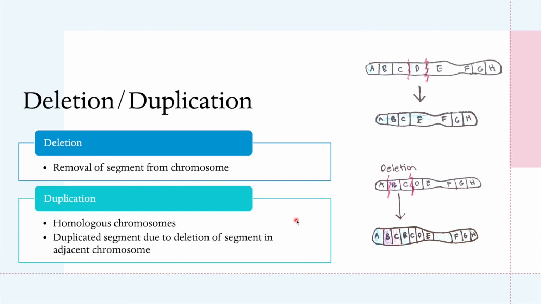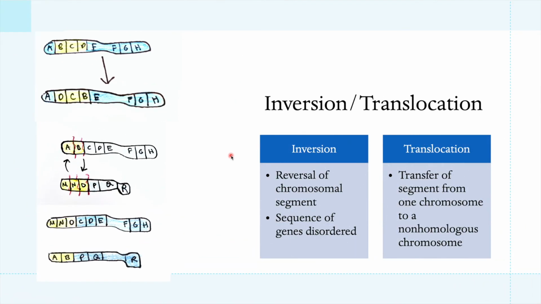Duplication occurs with homologous chromosomes, where a deletion of a segment in one chromosome leads to a repeated segment in a homologous chromosome. Next come inversion and translocation. Inversion involves a segment that is reversed in chromosomes. The sequence of genes is therefore disordered. In translocation, a segment from one chromosome moves to another chromosome that is non-homologous to it. Basically, the 2 segments switch places.